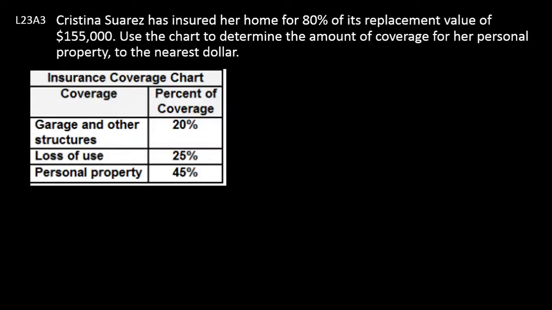Christina Suarez has insured her home for 80% of its replacement value of $155,000. Use the chart to determine the amount of coverage for her personal property to the nearest dollar. Okay, as always, my first question is, what variable are we solving for? In this case, we're determining the amount of coverage for her personal property.